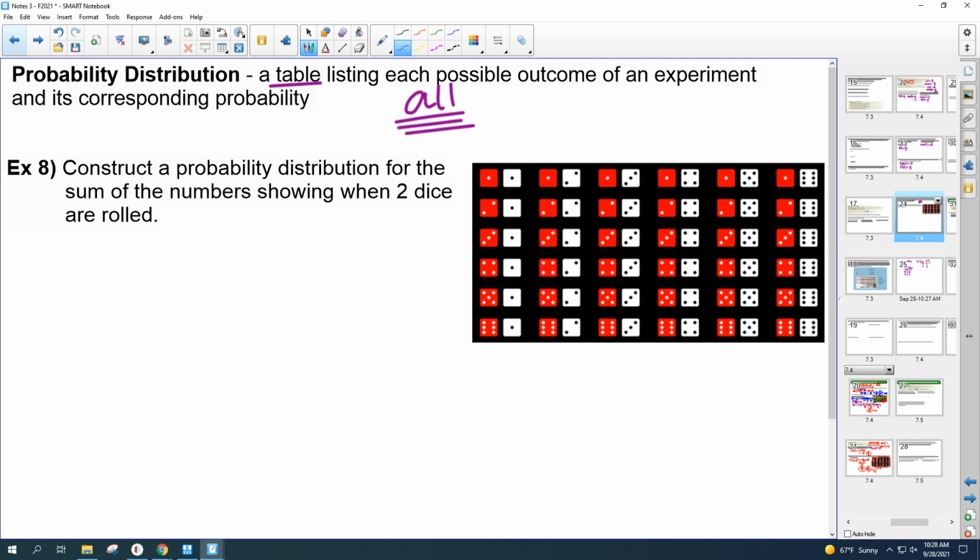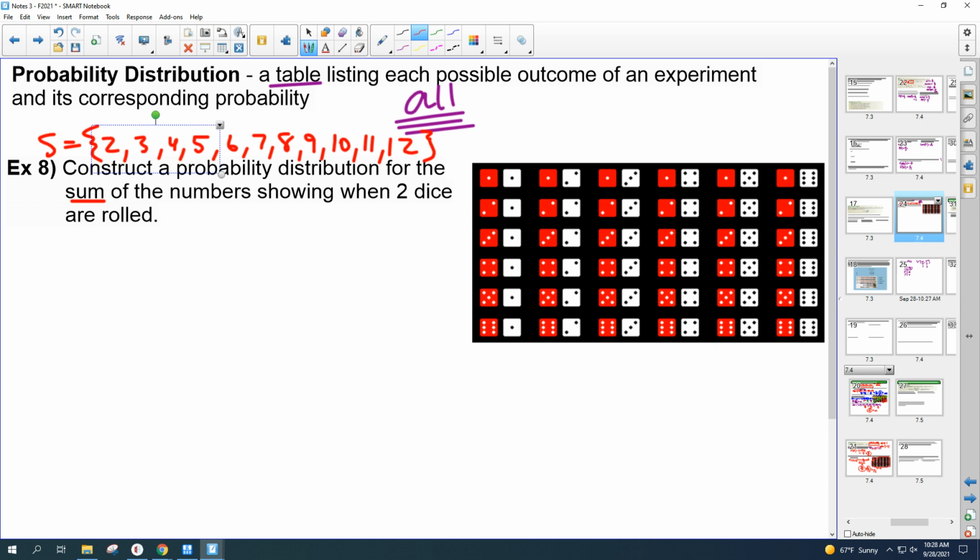Construct a probability distribution for the sum of the numbers showing when two dice are rolled. So think about the sample space. We're talking about the sum, right? So you add those two things together. What's the smallest a sum could be? 2. 1 plus 1 is 2. And so you could get 3, 4. What's the highest number? 12. Good. That's the sample space. That's everything that could happen in this problem.